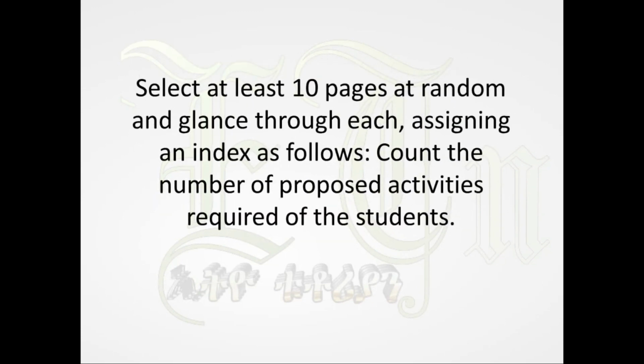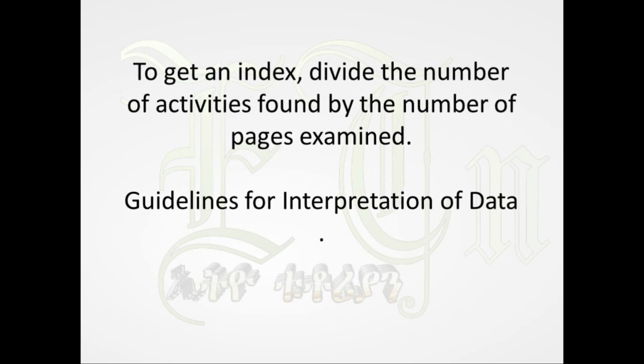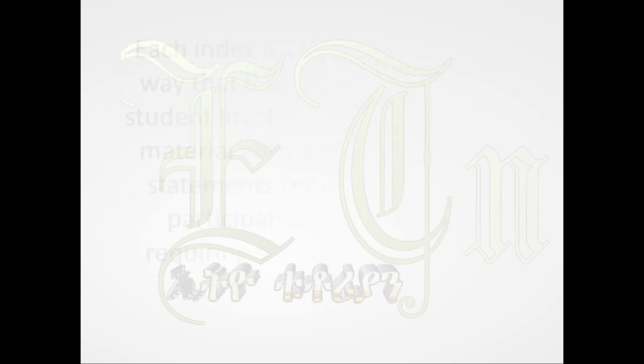Determining the activities index for the textbook. Select at least 10 pages at random and glance through each, assigning an index as follows. Count the number of proposed activities required of the students. To get an index, divide the number of activities found by the number of pages examined. Guidelines for interpretation of data.